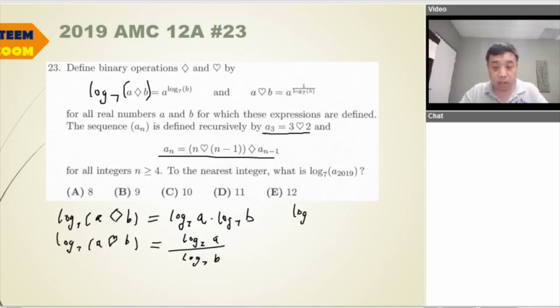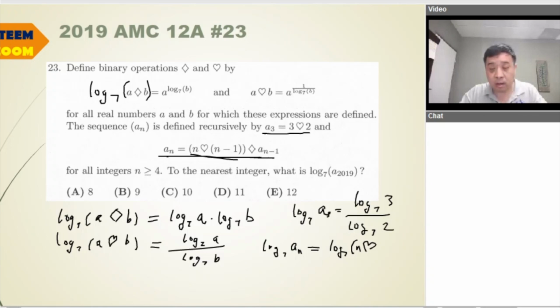So let's take log base 7 of everything in the sequence. Log base 7 of A3 is equal to the log base 7 of 3 hard 2. So that's the ratio of log base 7 of 3 over log base 7 of 2. And then, how about the log base 7 of a_n? a_n is like that diamond of that. So we take log base 7 of both sides. That's going to be log base 7 of a_n is equal to log base 7 of the hard. Okay, so n hard n minus 1 times log base 7 of a_{n-1}.